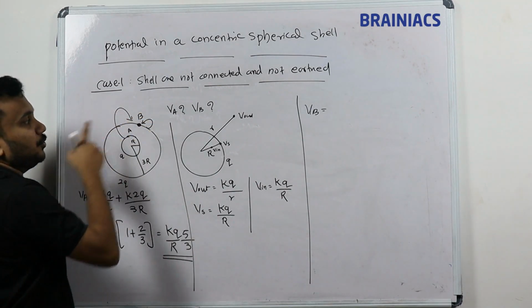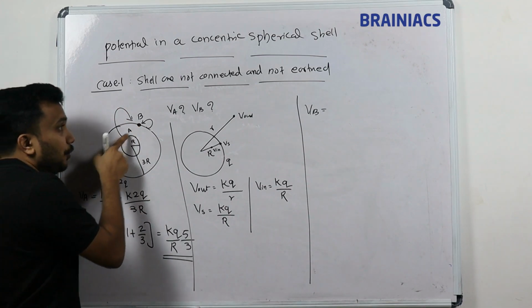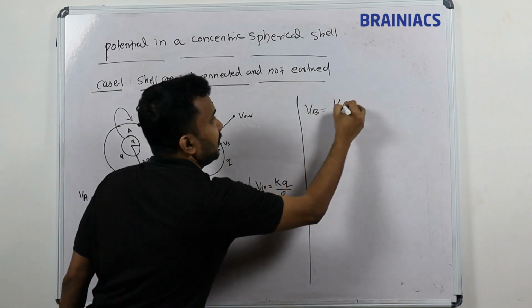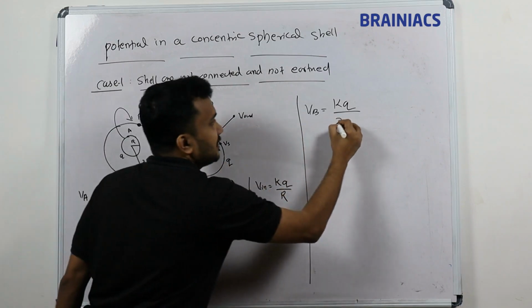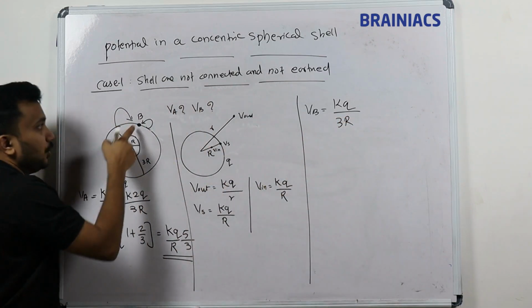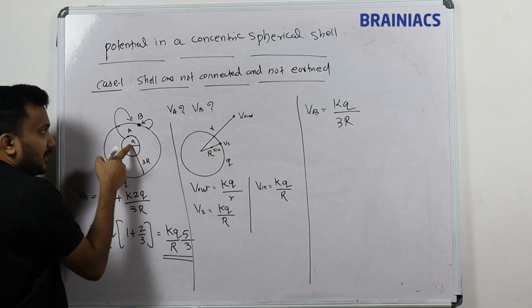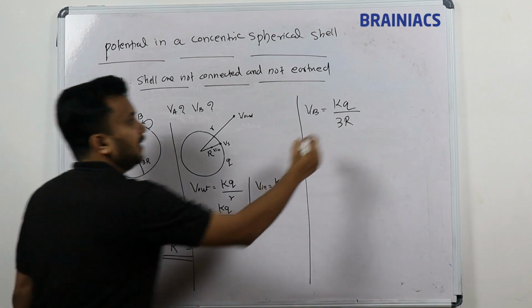What is the potential due to A? The potential due to A at the point B means for A it is an outside point. So what is the potential at outside? KQ by small r. KQ by small r means the distance from here to here. What is the distance? 3r, correct? Small r means center to outside distance. From center to outside distance is 3r.